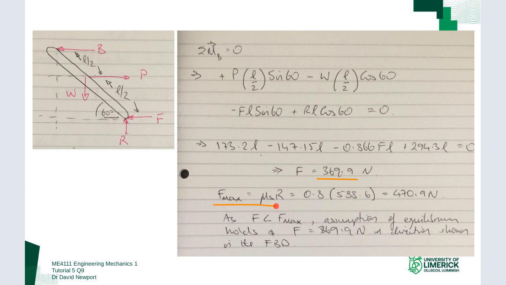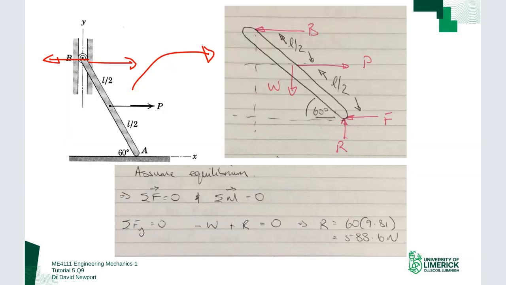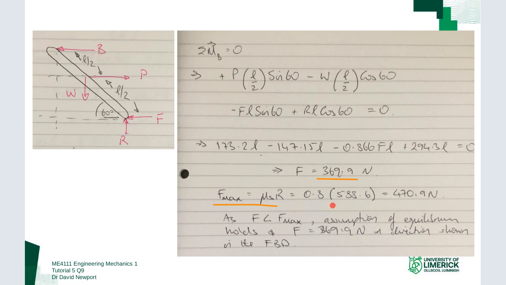I want to check this value against the maximum value. The maximum value is mu s times R. And I have the reaction force already. I have that from the previous slide, so I worked it out here, 588.6. So the coefficient of static friction is 0.8, so 0.8 times 588.6 gives me the maximum possible value of friction, which is 470.9. And you can see that comparing those two, this value is less than that.